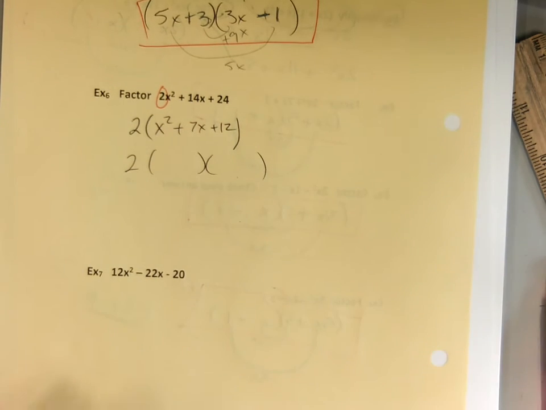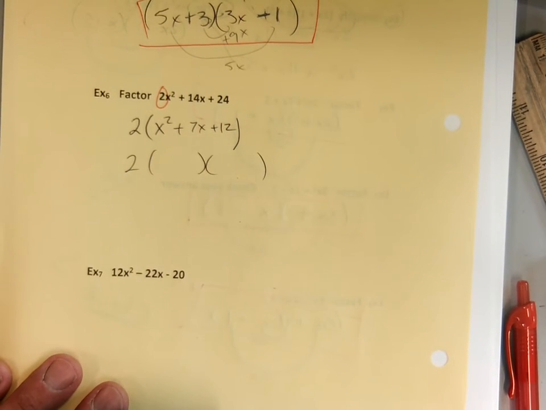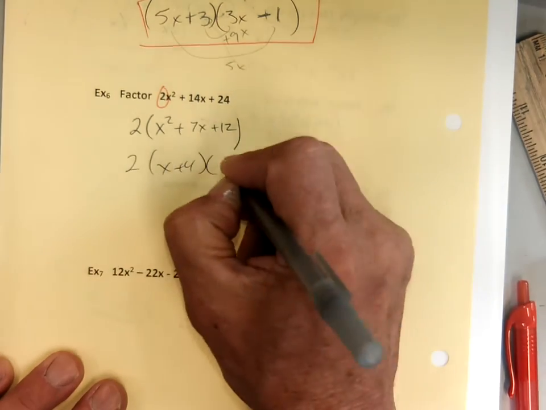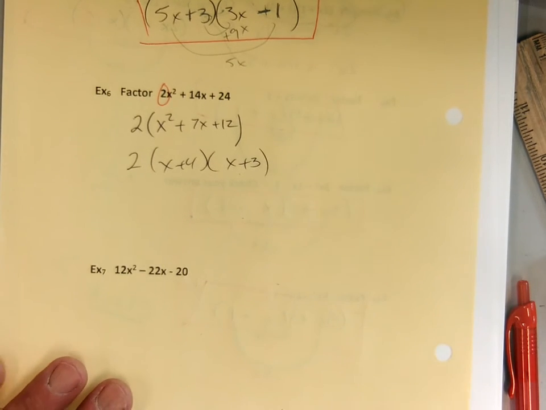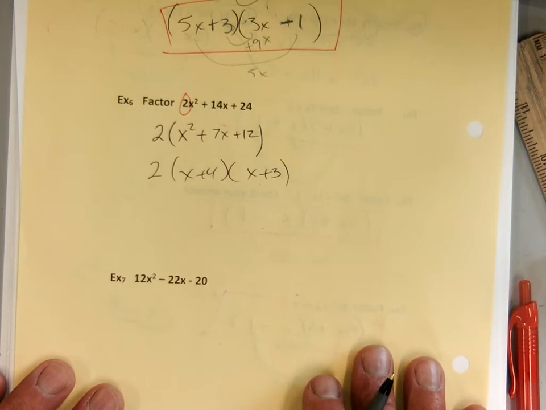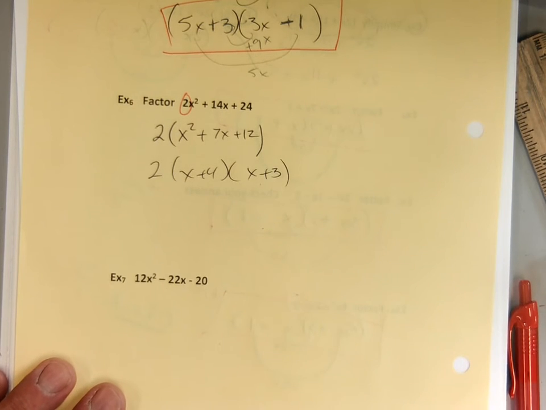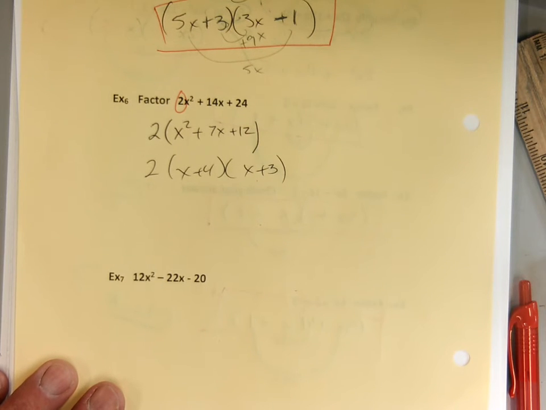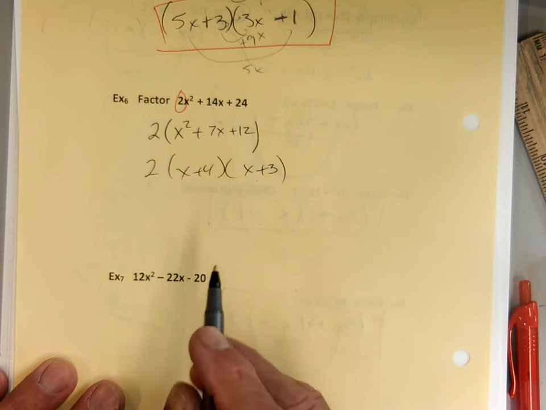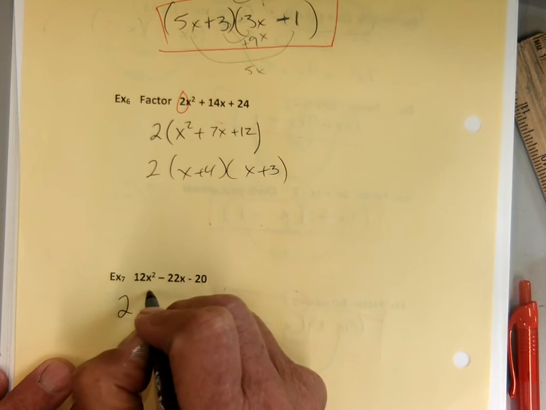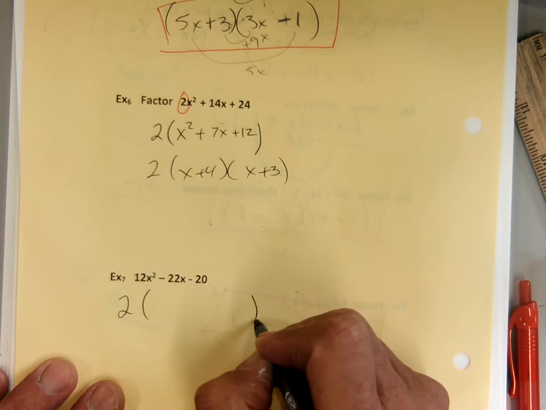What would you do to finish this up? I would go x plus 4, x plus 3. You guys agree with that? Example 7. What do you see to make the problem easier? They're all divisible by 2. So I will take out my 2, and let's see what we get.